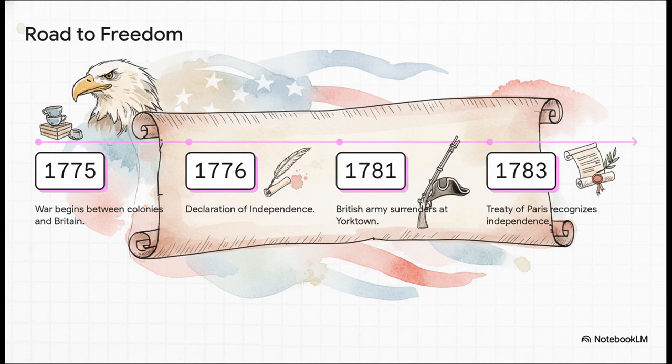Transitioning from those bloody battlefields to the quiet rooms of diplomatic resolution, it's genuinely amazing how rapidly this history unfolded. I mean, from the initial war breaking out in 1775 to the formal declaration just a single year later in 1776. Then you fast forward through the grueling conflict to that decisive victory at Yorktown in 1781. And finally, in 1783, the Treaty of Paris is signed. This was the ultimate diplomatic victory, where Britain officially recognized American independence, finally bringing the war to a close.